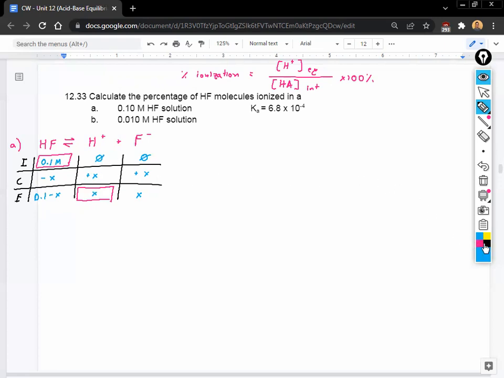Okay, now we can plug this into the equilibrium constant expression. So we know that Ka is equal to 6.8 times 10 to the negative 4. And that's going to be the products, so X times X, X squared, divided by 0.1 minus X. So I'll pause right there. Any questions so far? Yeah, what's up?